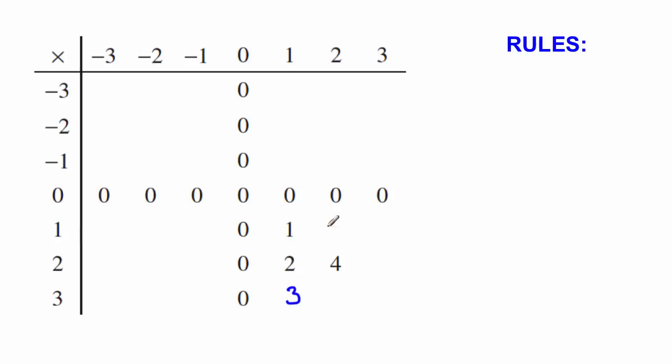1 times 2 is 2, and I'll quickly go and finish these off. 3 times 2 is 6. We'll go back here. 1 times 3 is 3. 2 times 3 is 6. And 3 times 3 is 9.